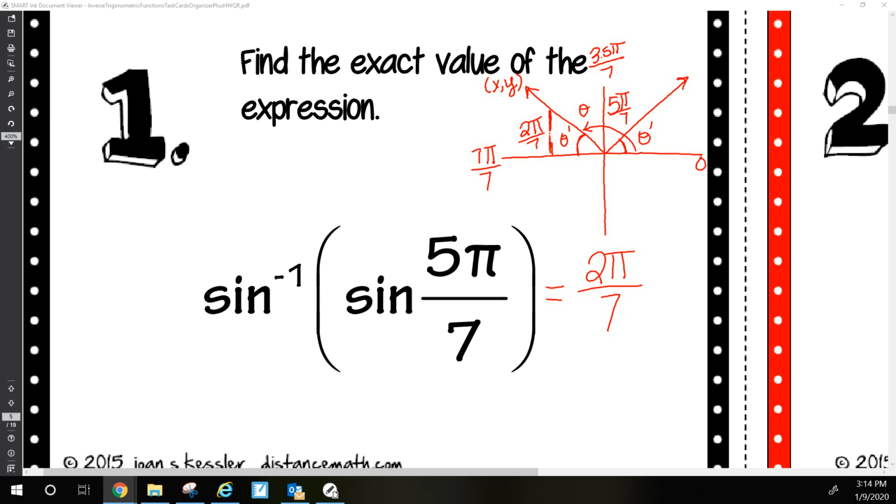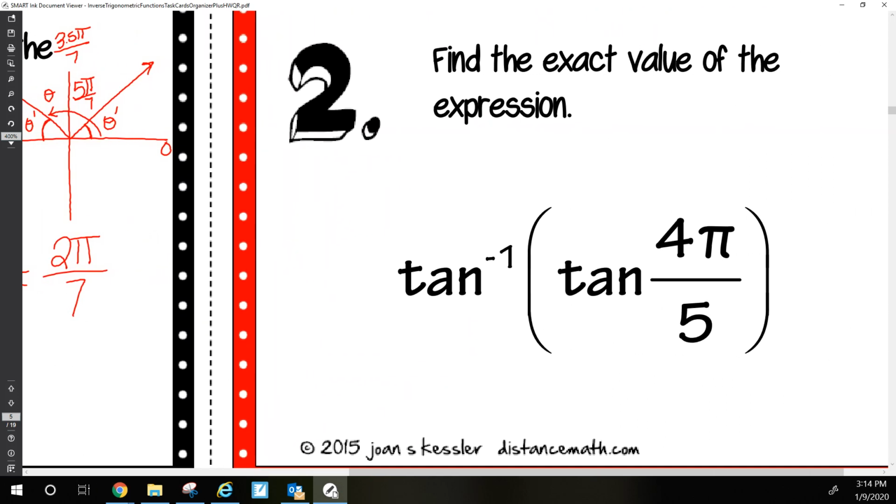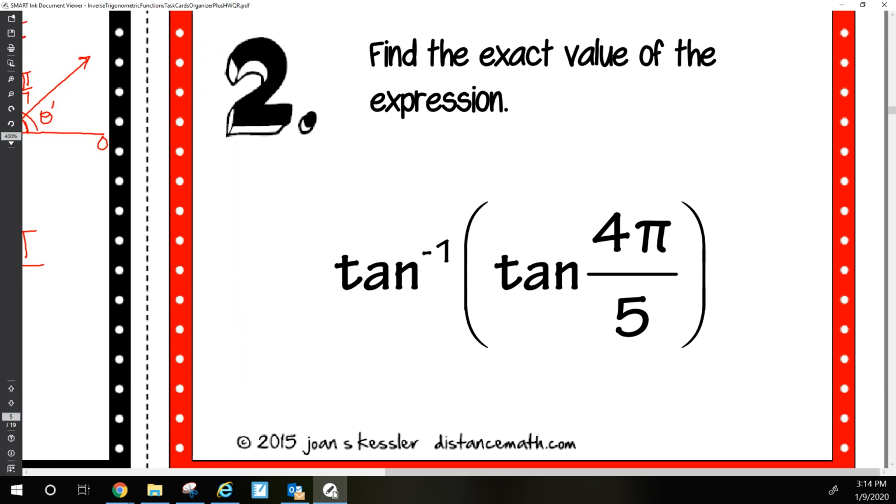All right, let's look at number 2. It's very much on the same line as number 1 with a slight twist to it. So again, 4 pi over 5, half of 5 is 2.5, so 4 is past that, so I know it's over here in the second quadrant. Here's 4 pi over 5. Again, I'm going to find my reference angle. What is my reference angle? This is 4 pi over 5. It'd take another pi over 5 to get down to pi, right? So my reference angle is pi over 5.